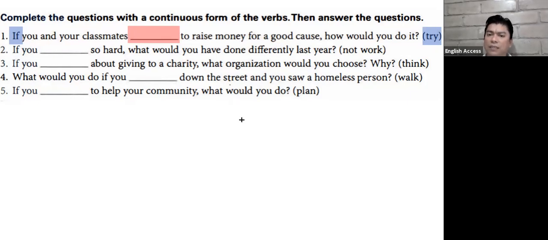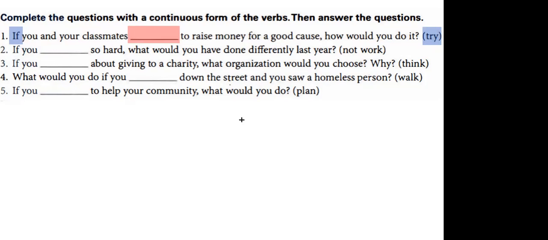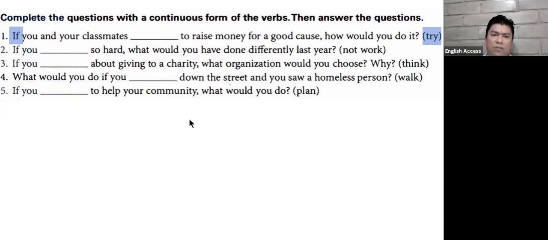Did you do it, ladies? If you and your classmates try to raise. So go ahead and compare your answers or try to work together as a team. And I need to step out for only one minute. I'll be right back. And meanwhile, please work with your classmates, work as a team. Okay, we'll be back.